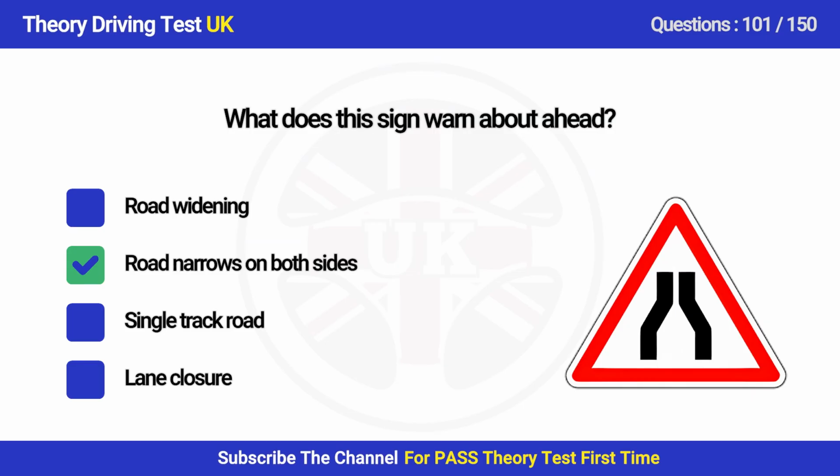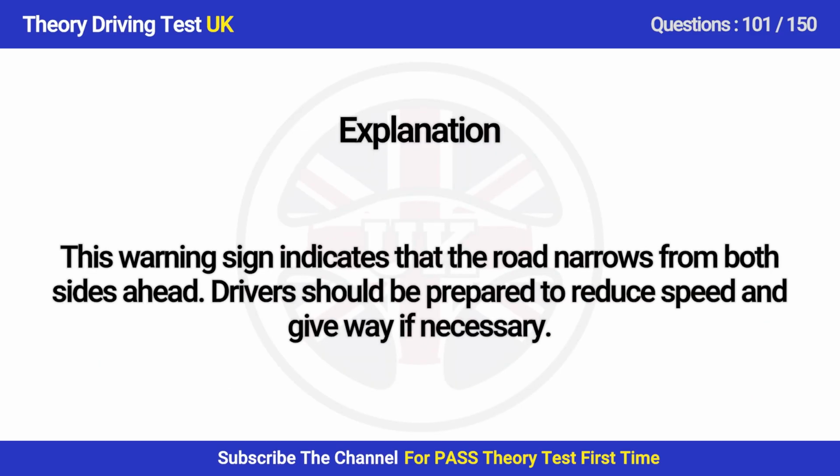Answer is B. Road narrows on both sides. This warning sign indicates that the road narrows from both sides ahead. Drivers should be prepared to reduce speed and give way if necessary.